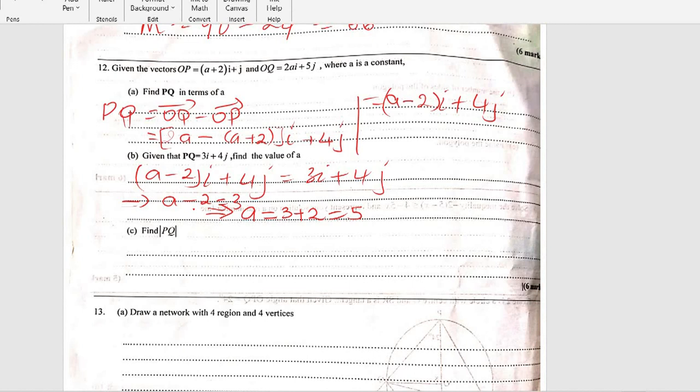Okay, this symbol means modulus or magnitude of PQ. Magnitude of PQ is simply the square root of the square of the i component plus the square of the j component. That's the square root of 25, which gives us 5 units. Okay, 5 units.